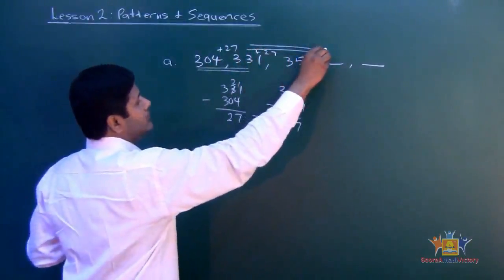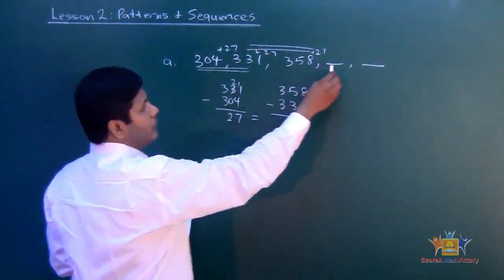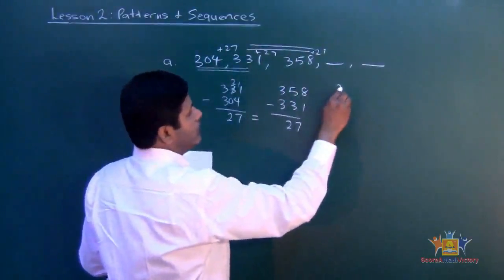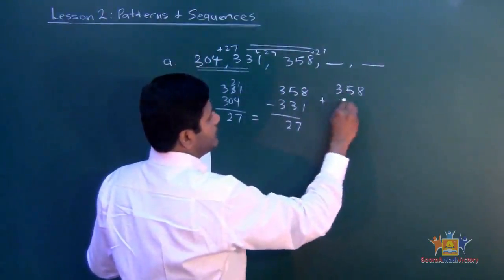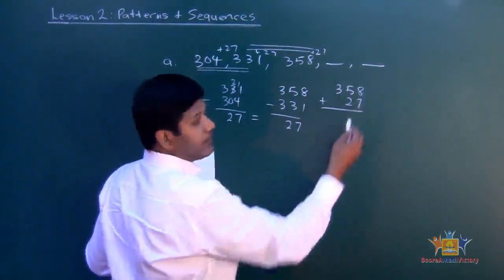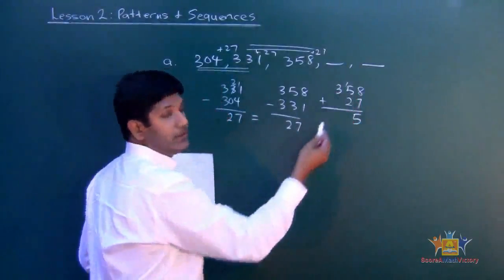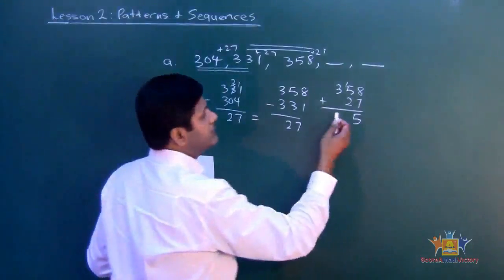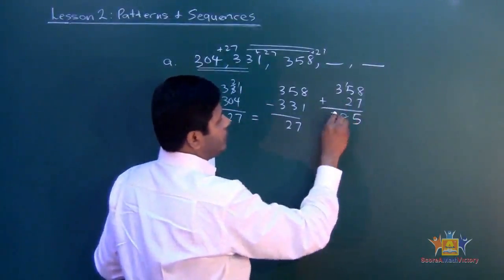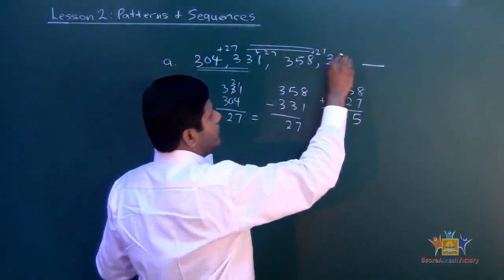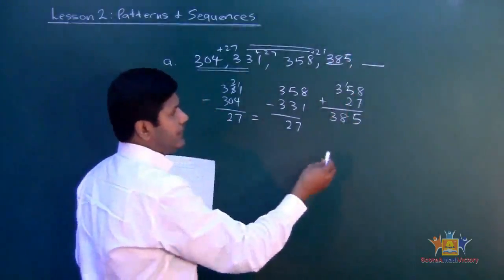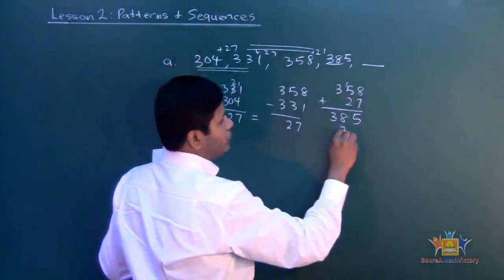27, 27. See that? So now to fill in the blanks, we take 358 and add 27. 8 plus 7 is 15. So 5, carry 1. 1 plus 5 is 6. 6 plus 2 is 8. Then bring the 3 down. So this one becomes 385.